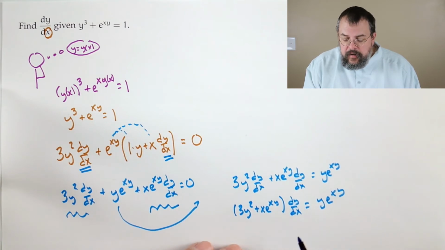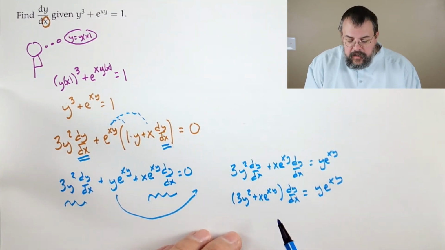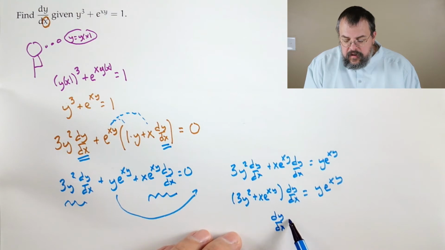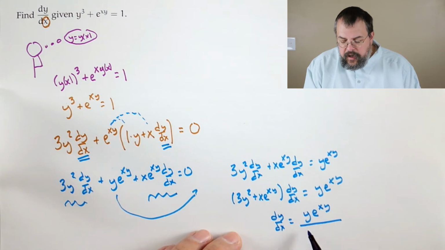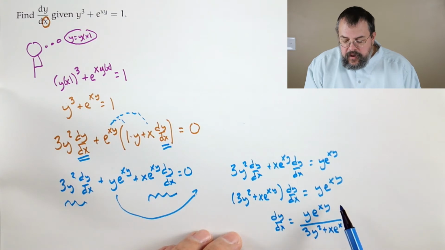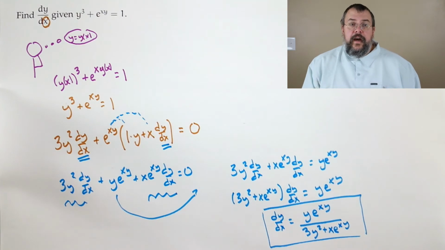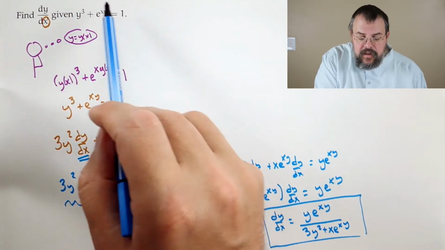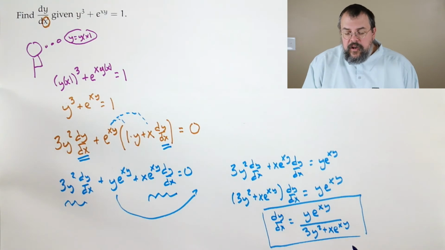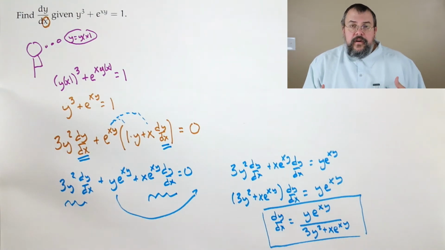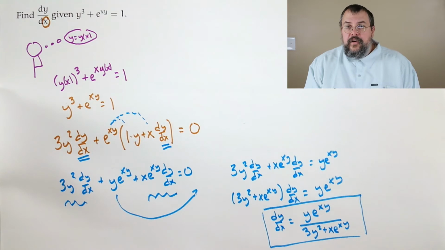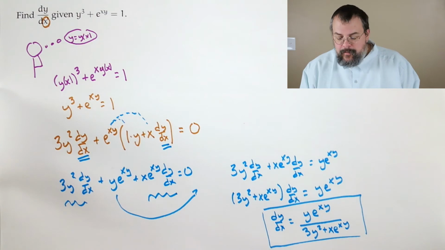So we divide, and therefore we can say that dy/dx is equal to the ratio y e to the xy, divided by 3y squared plus x e to the xy. And that's the expression for the derivative. So if you give us any value for x and y which satisfies the initial relationship, then we can tell you here's what the derivative is with respect to x and y. So essentially we can tell you what the local behavior is doing at that point on our curve. All right, good.